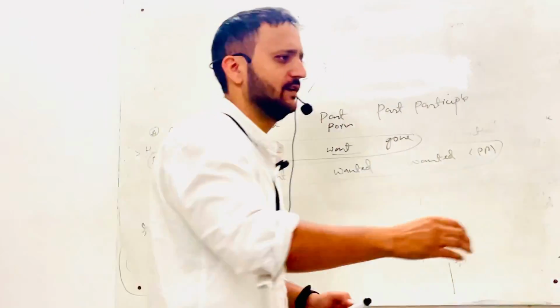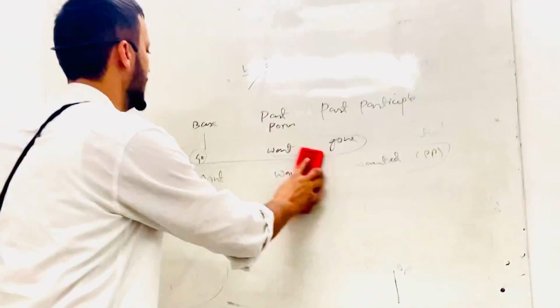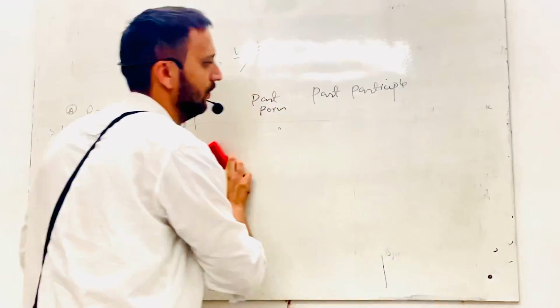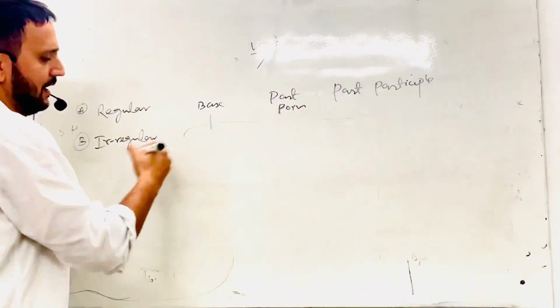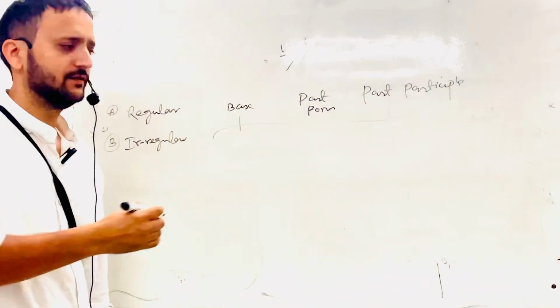But if we put into various categories, there are basically four categories of irregular form of verb. Number one, let's say, I personally grouped into four categories.